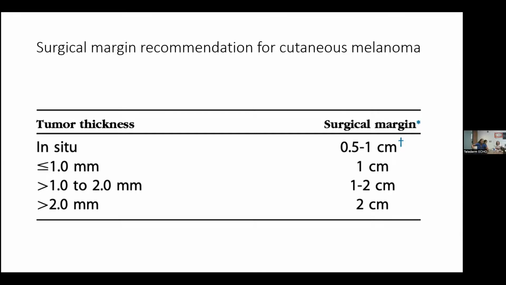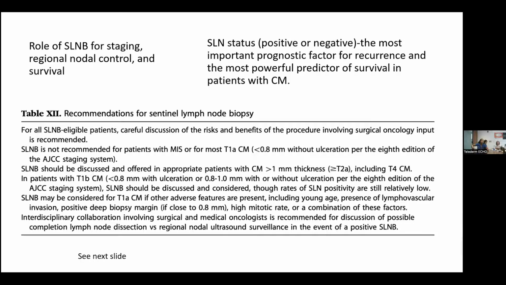So our patient's tumor thickness is 0.9 millimeter, we said. So should he have a sentinel lymph node biopsy done is the question. And what is the significance of it? Sentinel lymph node biopsy, whether it's positive or negative, is one of the most important prognostic factors for recurrence and the most powerful predictor of survival in patients with cutaneous melanoma. According to the AAD guideline, for patients who have melanoma in situ or for most T1A cutaneous melanoma, that is tumor thickness less than 0.8 millimeter without ulceration, AAD does not recommend doing sentinel lymph node biopsy.